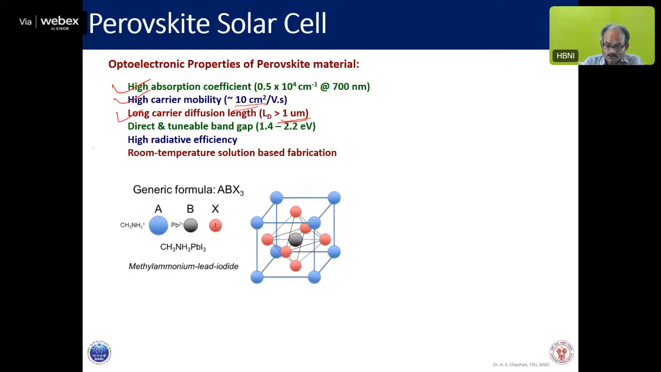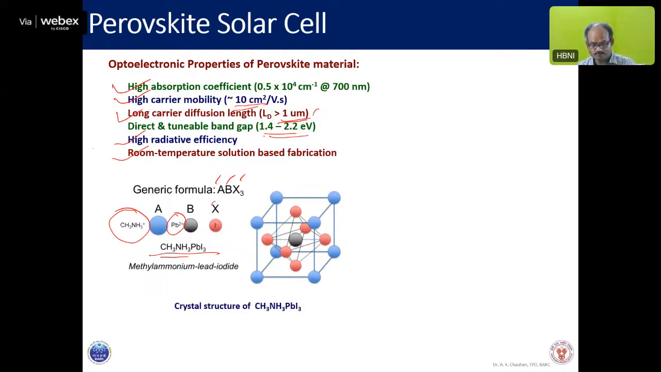So 1 micron is a very reasonable thickness. Then there is a direct and tunable band gap of this perovskite material. This perovskite material is CH3NH3PbI3. Why do we call it perovskite? Because it crystallizes in a perovskite structure. This is the perovskite structure, which you must have studied earlier in inorganic crystal structures. It also has a high radiative efficiency, and room temperature solution-based fabrication is also possible.